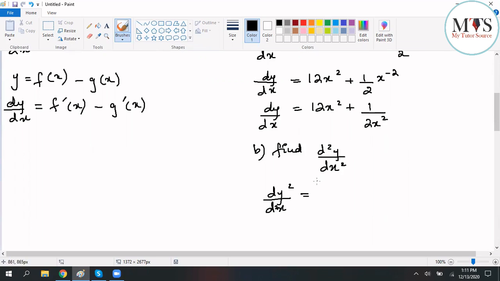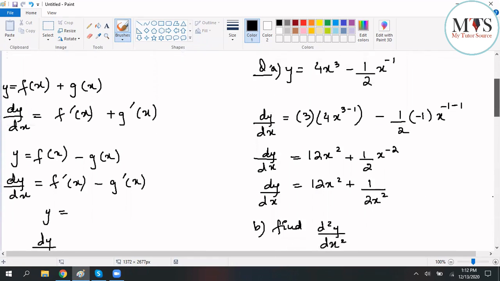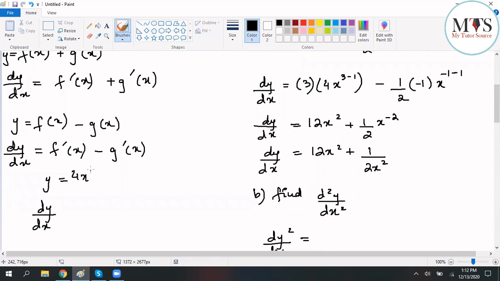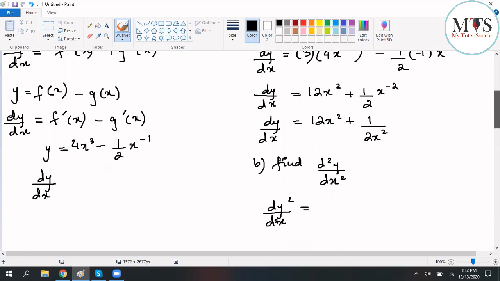Wait, I didn't understand. If they ask you, this was y, right? Equation y equals 4x cubed minus 1 over 2 x to the power of negative 1. When we differentiated it once, we got 12x squared plus 1 over 2 x to the power of negative 2, correct? Now they're asking you to differentiate it again. How would you do that?